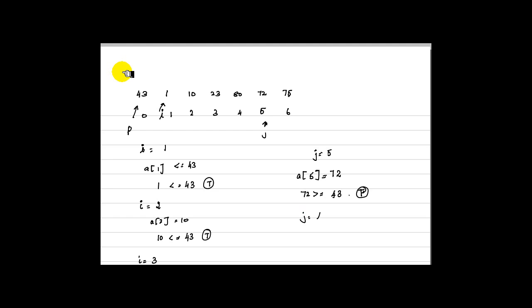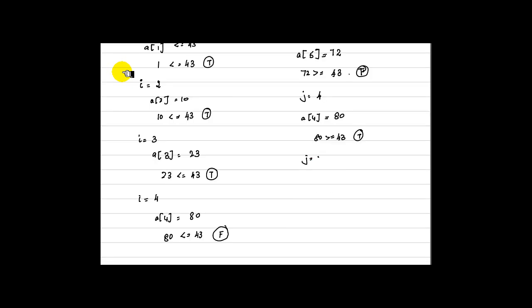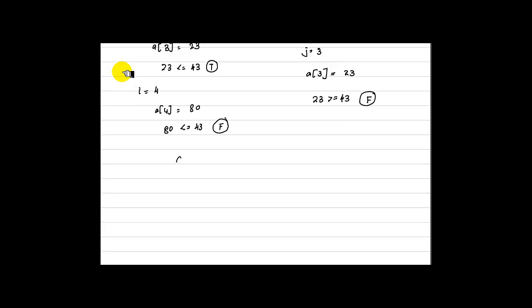So j gets decremented by 1. J is equal to 4. A of 4 is 80, so it checks whether 80 is greater than or equal to 43. The condition is true, hence j gets decremented to 3. It checks a of 3, which is 23. Is 23 greater than or equal to 43? The condition fails. Hence it checks whether I is less than j. So now the value of I is 4 and j is 3.